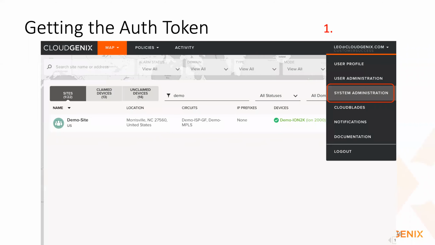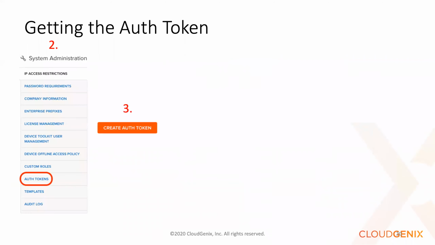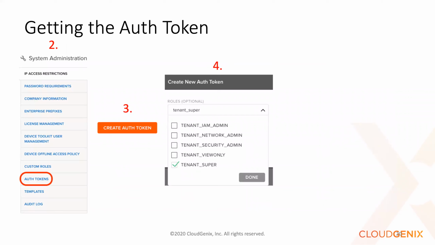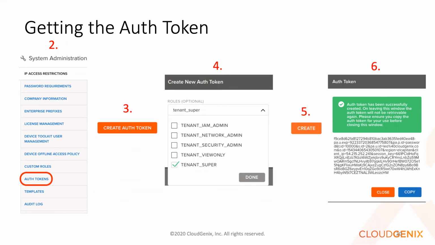And then I'm going to walk you through getting the Auth token, which is just a quick couple steps through system administration and Auth tokens, and we'll generate an Auth token based on role. We'll create that, and then I'll show you how to place that into the settings file that is actually downloaded when you download the CloudGenix tools from GitHub.